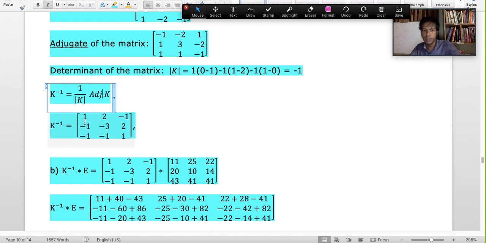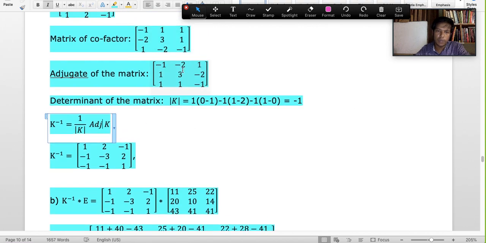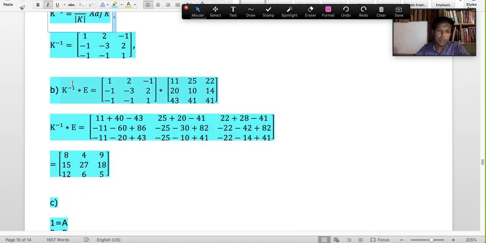Let's write ADJ, which means adjugate. So this is the formula. Inverse means 1 divided by the determinant and then the adjugate of the given matrix, which is K here. So the adjugate is here, and then there is a minus 1. Basically we have to change all the signs, because if we multiply by minus 1, all the signs will be changed. Then K inverse 1 into E. This is the K inverse, this is E.